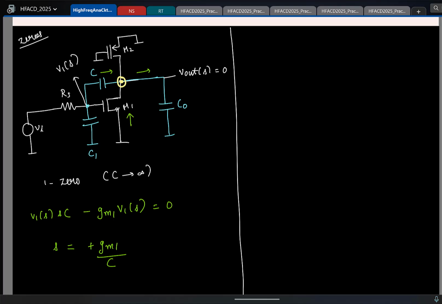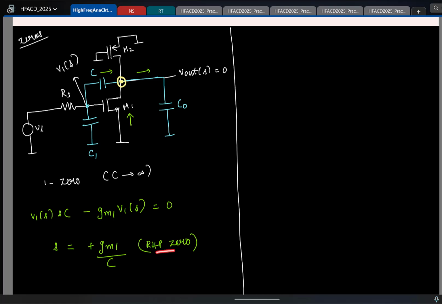So is the zero present in the left half of the S plane or the right half of the S plane? Right half of the S plane. This is an RHP zero. So that's it with the zero calculations.